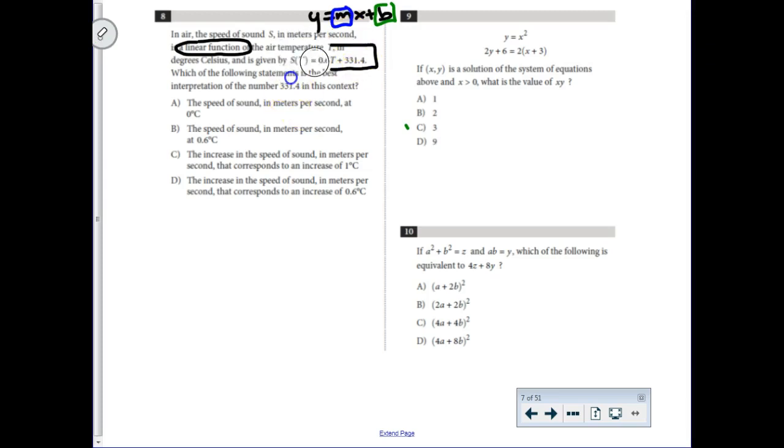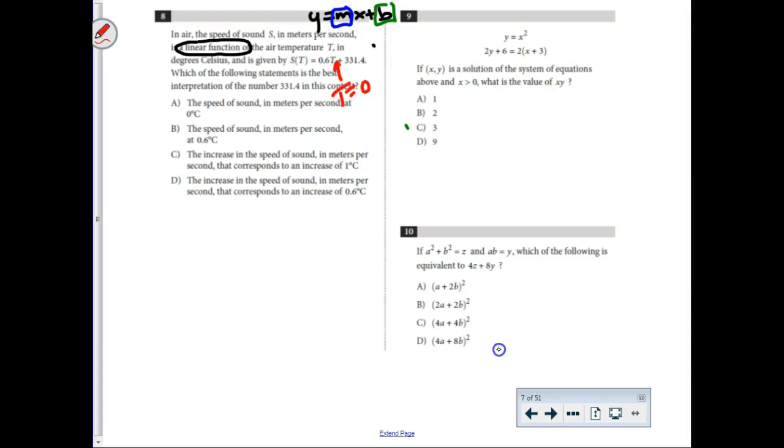I crossed off half my problem. It says s of t equals 0.6t plus 331.4. Which of the following statements is the best interpretation of the number 331.4? So they're asking me to interpret the y-intercept in this equation. So s is meters per second, t is temperature. So you're plugging in 0 for t. That's the definition of your y-intercept. So when t equals 0, you're going to get a y-intercept at 331.